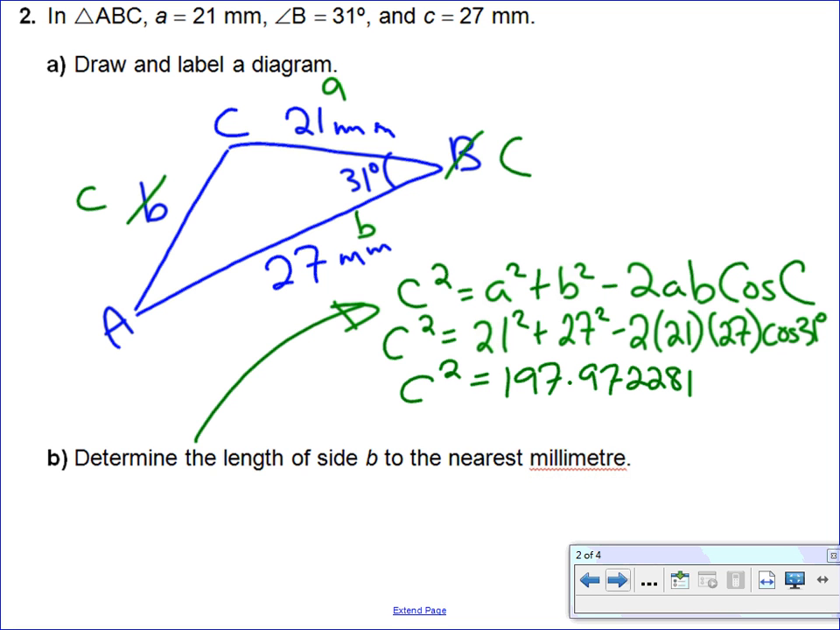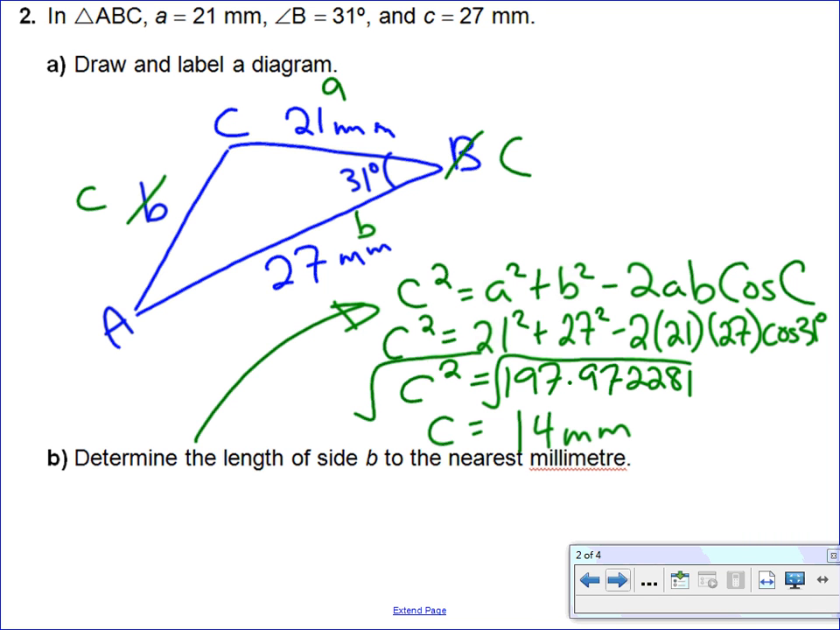I'm just showing it. How do I get my final answer, though? What do I need to do? Square root. Thanks, Sean. So I need to take the square root. C equals the square root of my answer, and does it say to the nearest? It says to the nearest millimeter, so it is going to be 14 millimeters. And that is done. 14 millimeters.